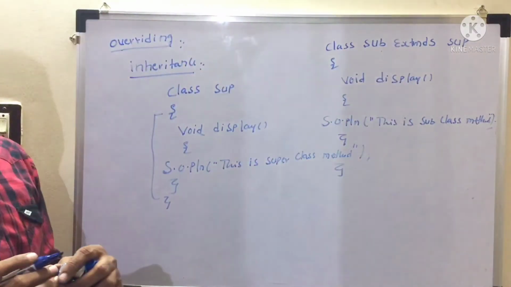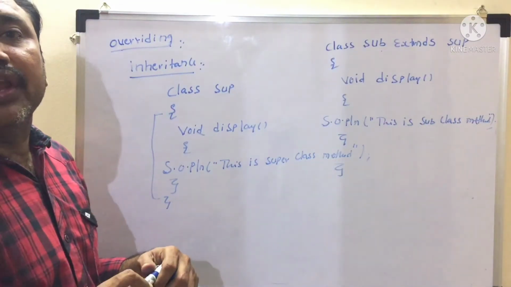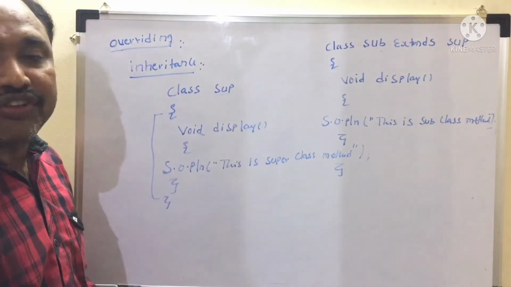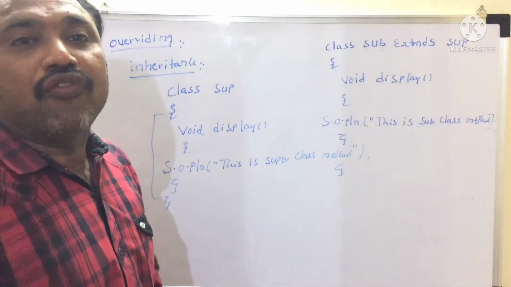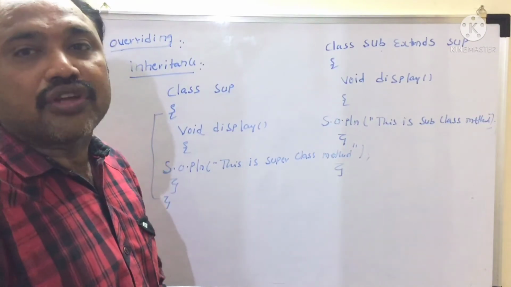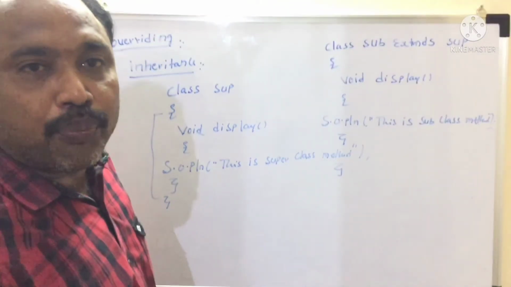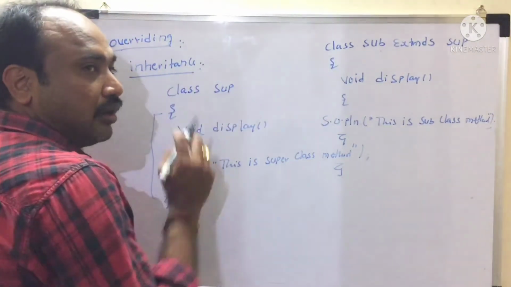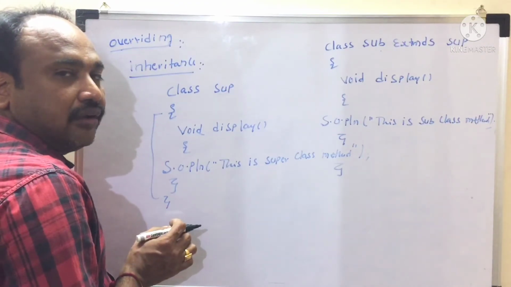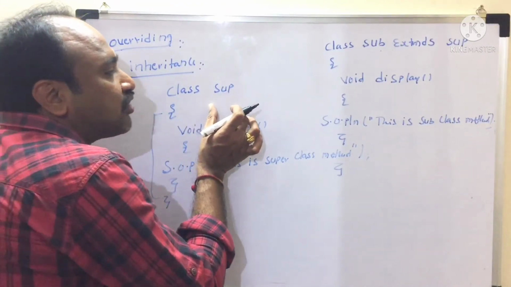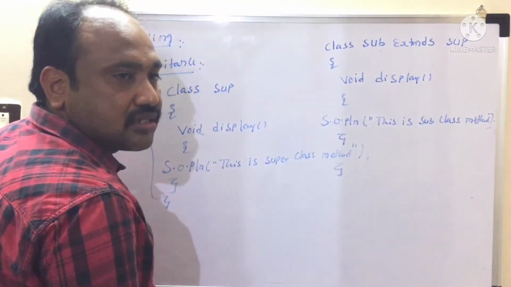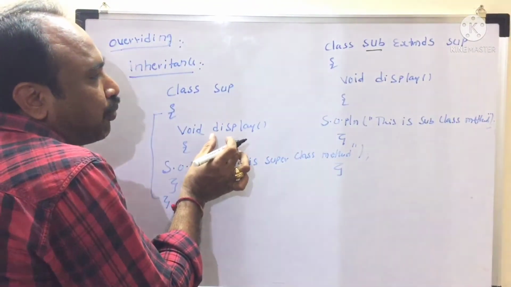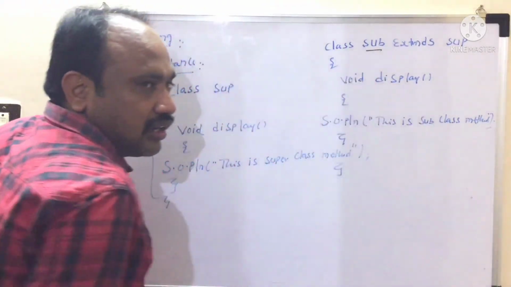In the inheritance concept, there is no need of creating two objects separately. If we create an object to the subclass, we can access superclass data as well as subclass data. Because in the inheritance video I explained, all the properties of the parent class will be acquired by the child class.